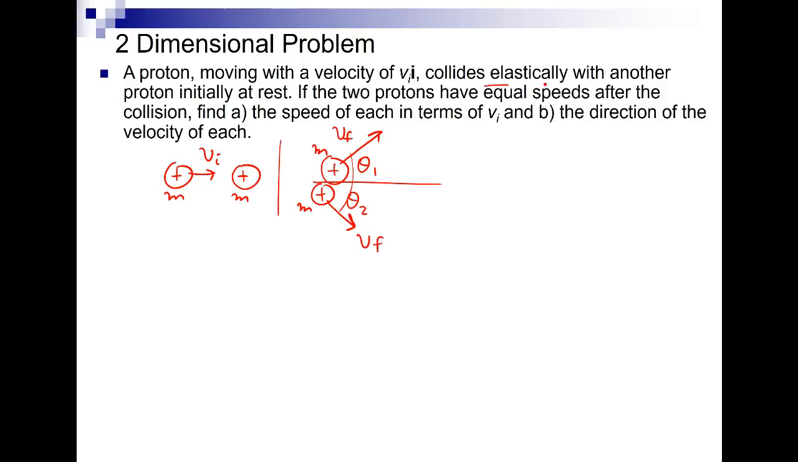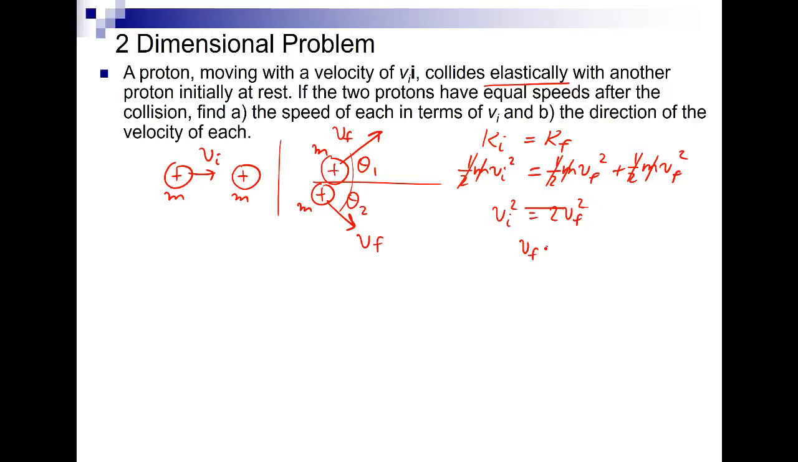Because kinetic energy is conserved when it's elastic, I can write K initial is equal to K final. So 1/2 m v initial squared is equal to 1/2 m v final squared plus 1/2 m v final squared. So I can actually solve this in terms of the velocity of each, okay? And the 1/2 m's are going to cancel out. And in order for kinetic energy to be conserved, we're going to have v initial squared is 2 v final squared. So v final is going to be root 2 over 2 v initial. So that's the speed.